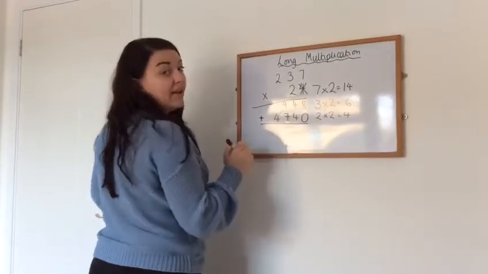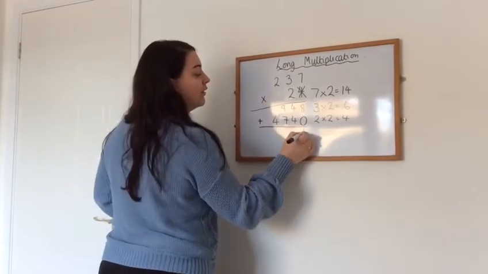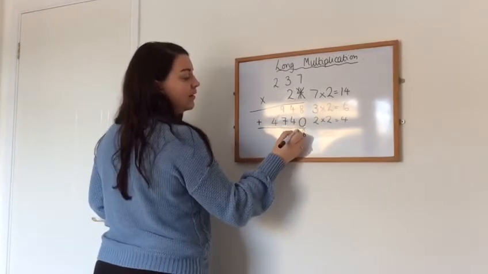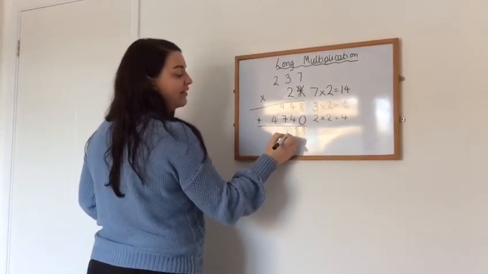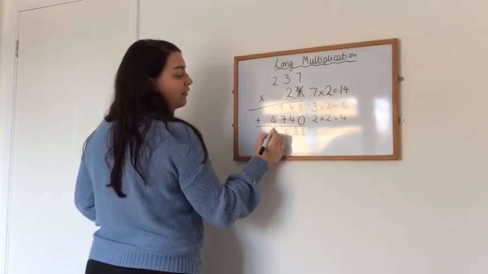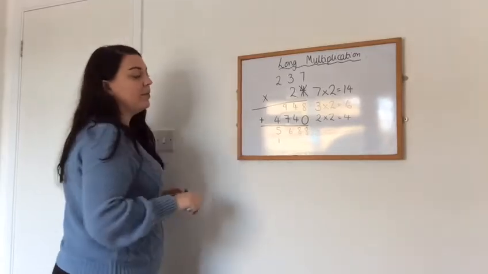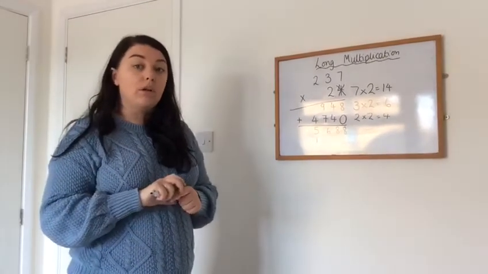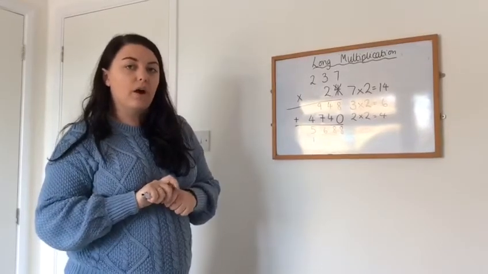8 add 0 is 8. 4 add 4 is 8. 9 add 7 is 16. 4 add 1 is 5. So our answer would be 5,688. We're going to run through some more examples now that you can go through at home.